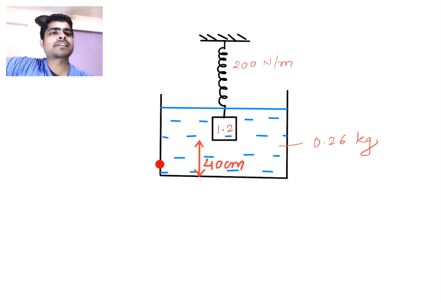So this is your vessel. It contains water. Mass of water is 0.26 kilogram. Here we have a spring of spring constant 200 Newton per meter, and this is the block. Block has mass 1.2 kg. The block is at a height of 40 centimeter from the bottom of the vessel.